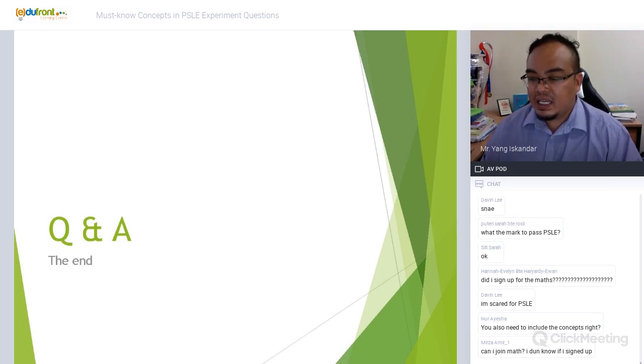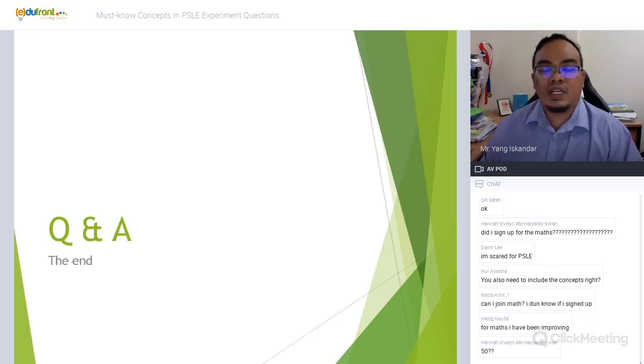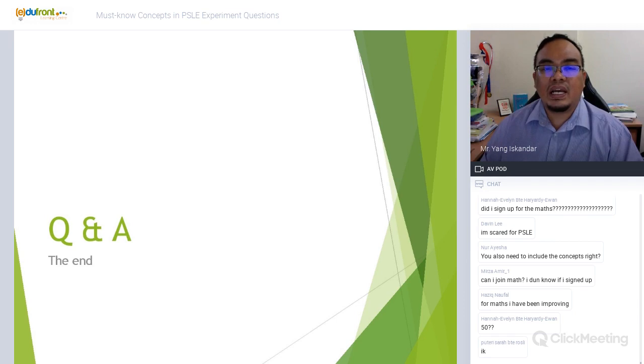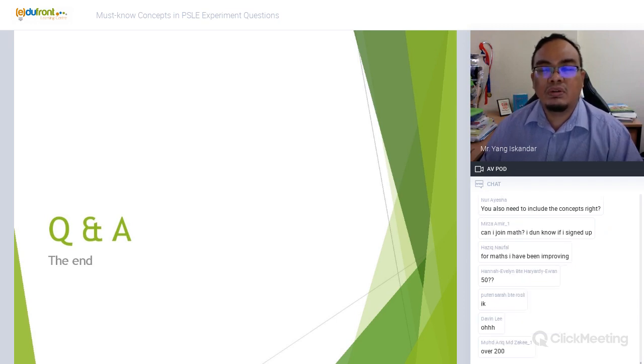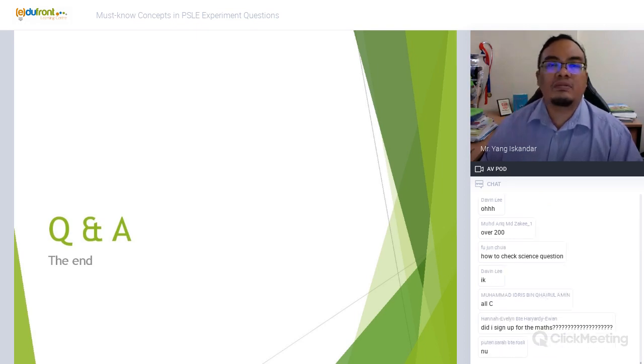What is the mark to pass PSLE? To pass, you need obviously all C, but of course your target is not only to pass, because when you go to secondary school, there's such a thing as express stream, normal academic, or normal tech. Express stream means you do your O-levels in 4 years. Normal academic, you do O-levels in 5 years. Normal tech, you do not do O-levels, you do N-levels.